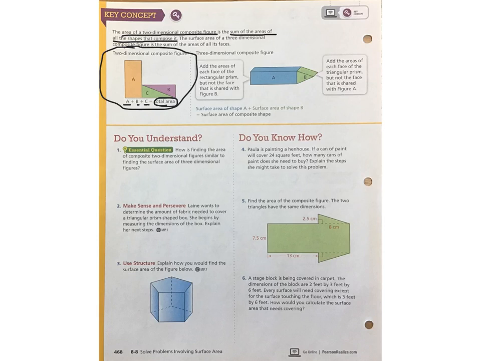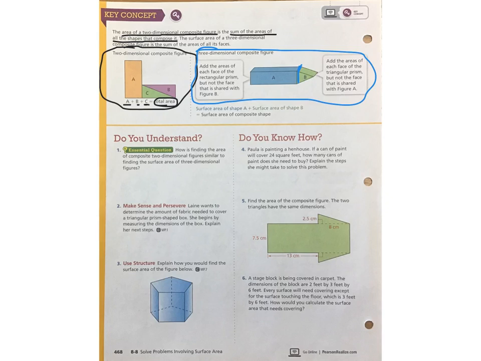The same thing goes for finding the surface area of a composite figure that is three-dimensional. So in this case, we need to add the areas of each face of the prism, but not the face that is shared. So you'll notice here in the figure that there is a space right here where shape B connects to shape A. That's the area of the shape that we do not need to include in the surface area because it's not visible from the outside of the shape.